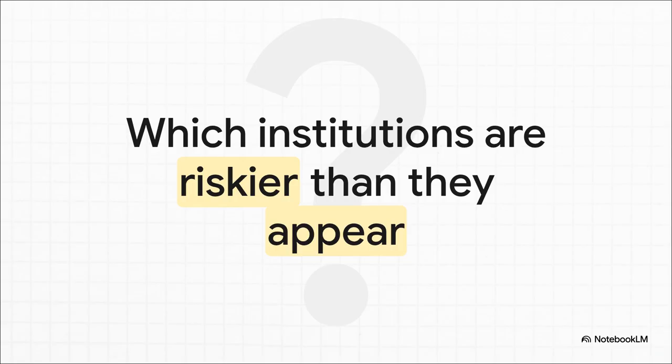Okay, so now you have the framework. You know how the pros look past the headlines to see what's really going on. So I'll leave you with this question. Thinking about this, what institutions out there in your world might just be a whole lot riskier than they appear?